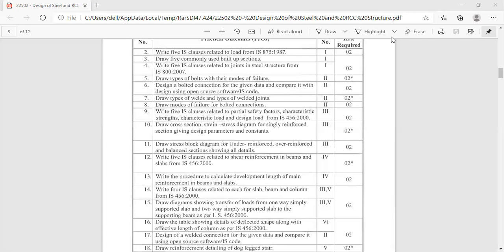So go through the soft copies of the manual provided, and we have to write down all the requirements.